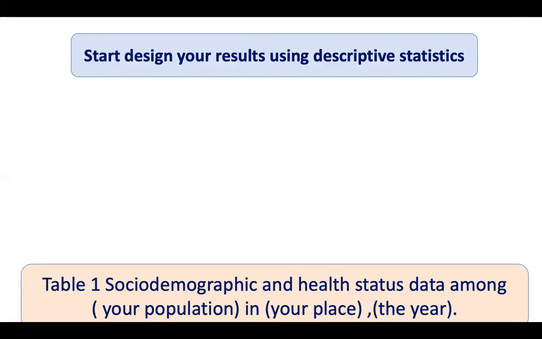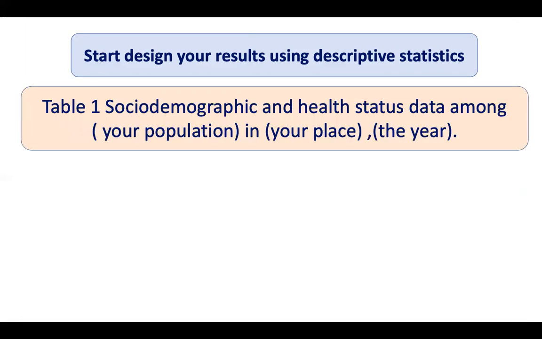Start to design your result. Now, we have to start with descriptive statistics. What I mean by statistics is that we have to describe our data, to describe our population, to describe our sample, to describe our results. All of us should have started with social demographic data. Maybe you have health data or not, but this is a provisional table for all of us to start with. Table 1.